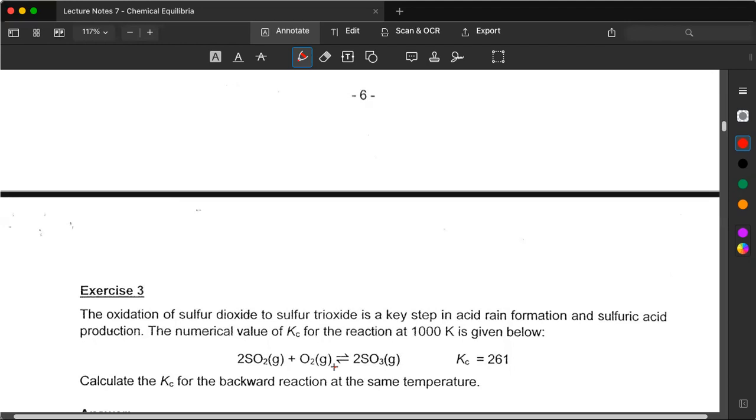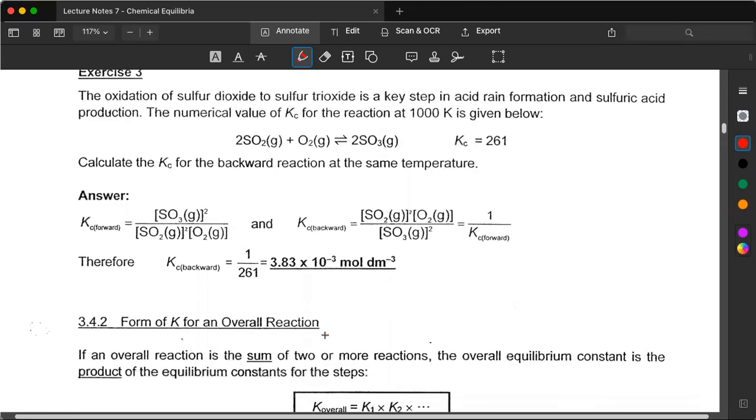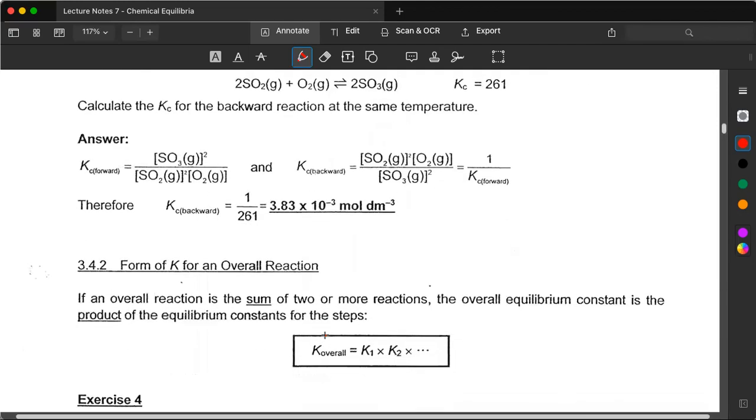Calculate the Kc for the backward reaction. So how to do it? We have the forward reaction Kc, so the backward is just the reciprocal, that's it. But the reciprocal part is a shortcut. To understand why it is reciprocal, you can write down this expression one more time to see why the Kc forward and backward are reciprocal to each other.